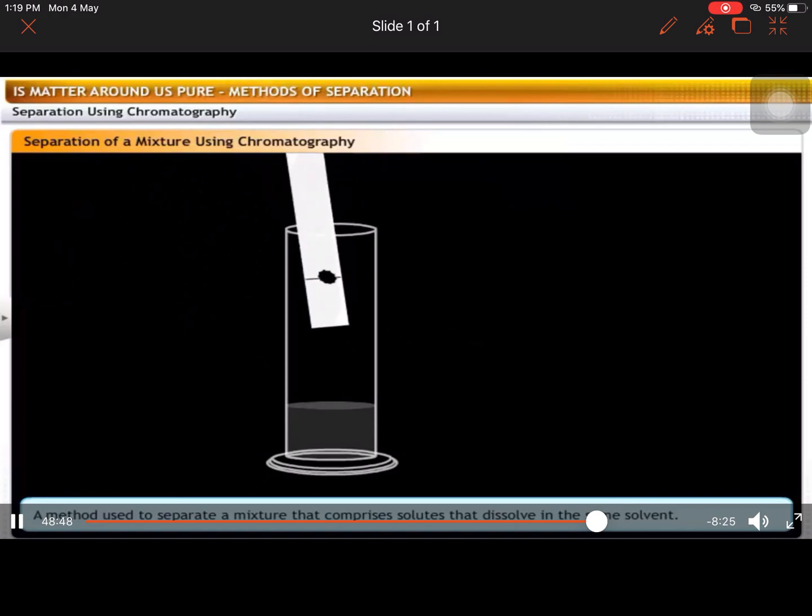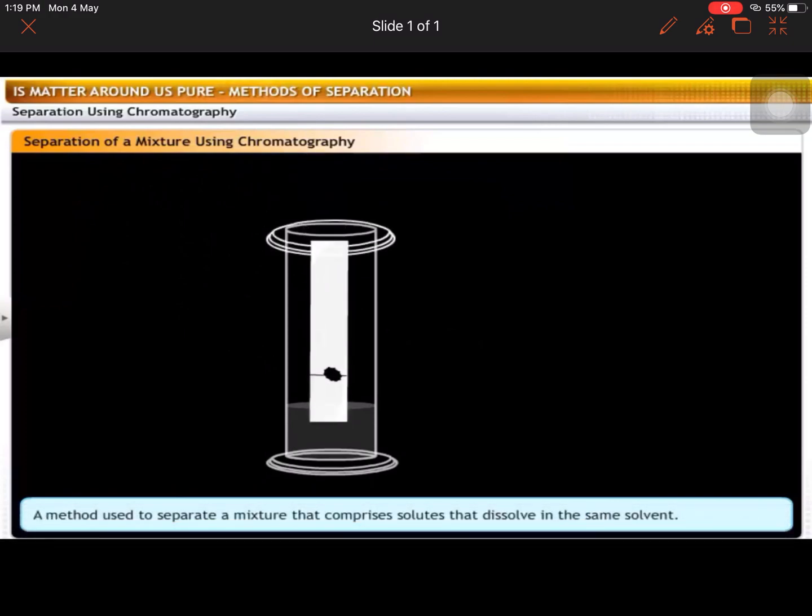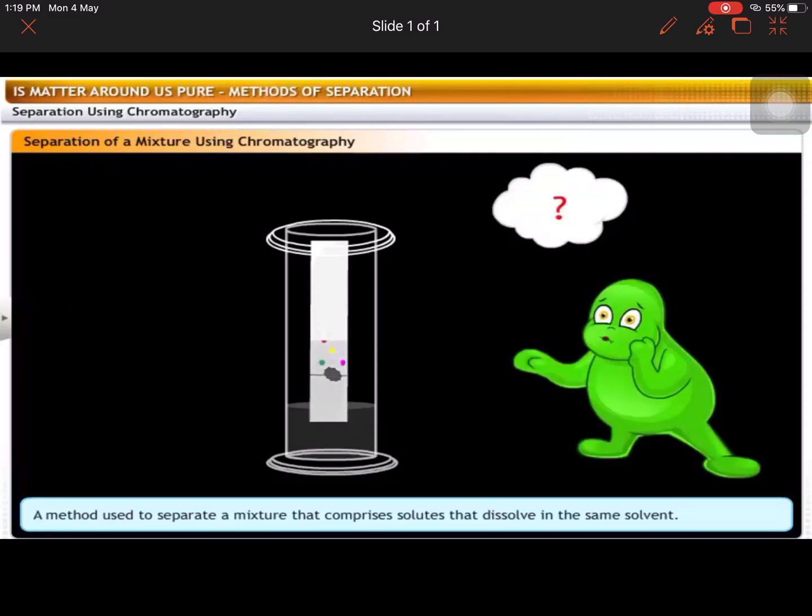Lower the filter paper into a jar containing water, so that the drop of ink on the paper is just above the water level. See the setup? Don't disturb the jar. You will see that the water rises up the filter paper. But why are there different colored spots on the paper strip?